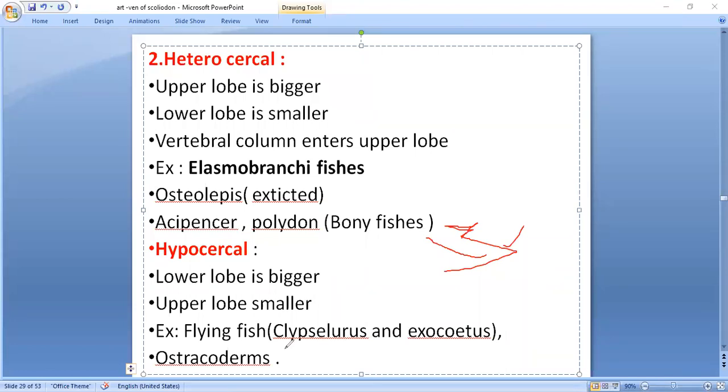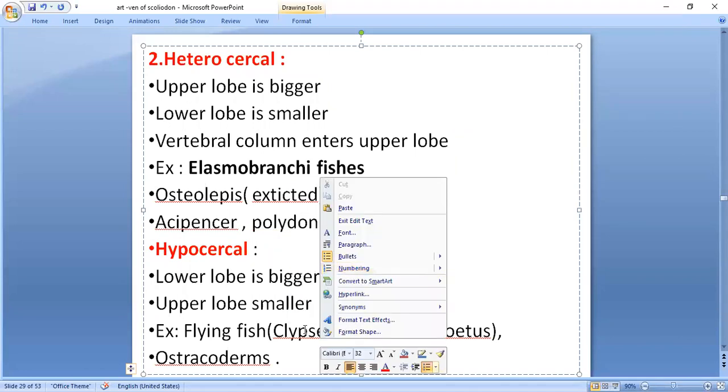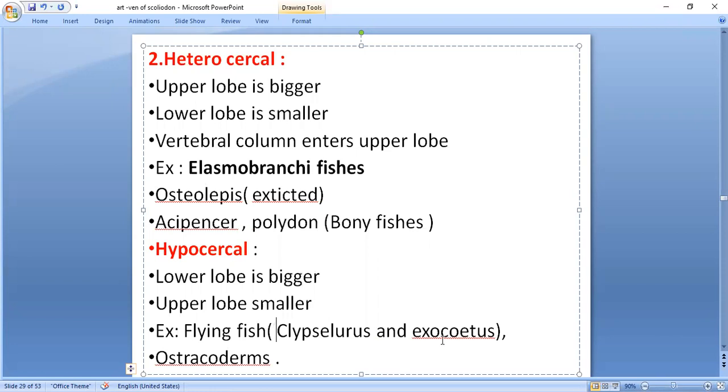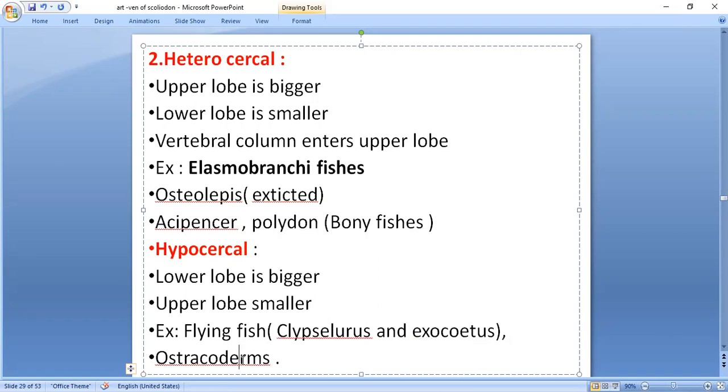Okay, like Cypselurus, Exocoetus. And some extinct or primitive fishes like osteostracans also contain this kind of hypocercal type of caudal fin.